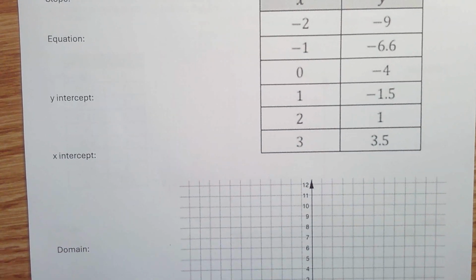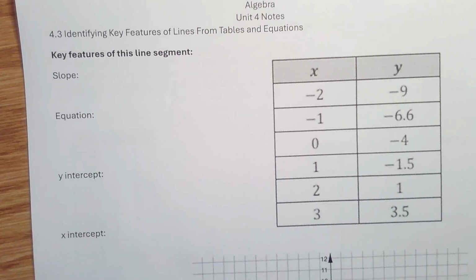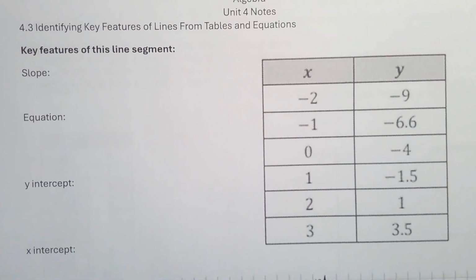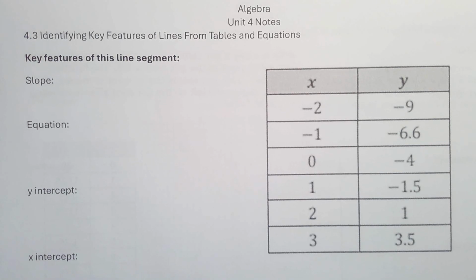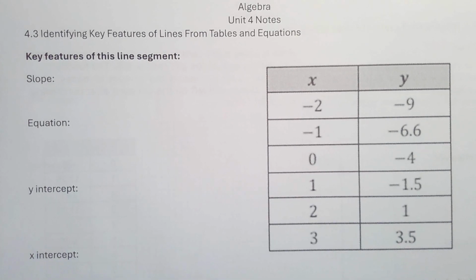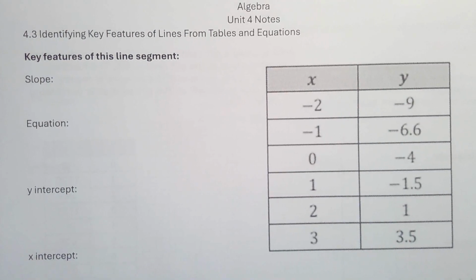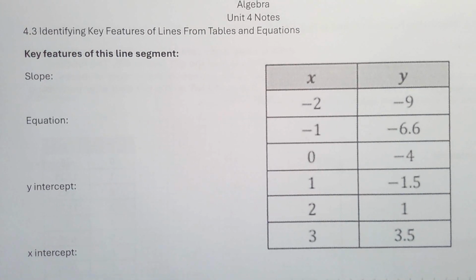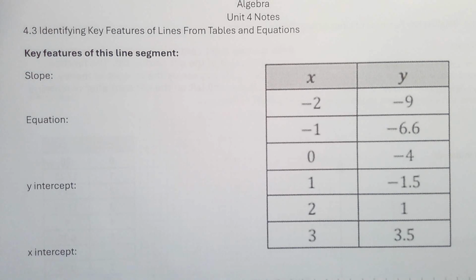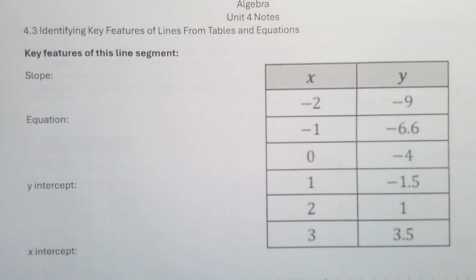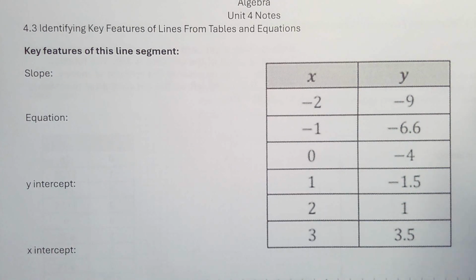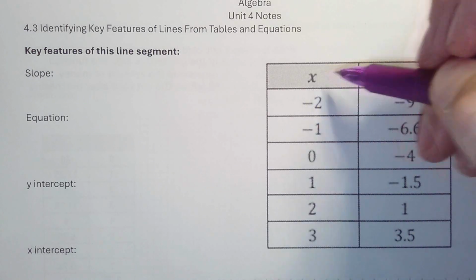Right, so we're now at 4.3, and in 4.2 we identified key features of a line with a graph. Now we are going to identify key features from a line with a table, and we're going to generate the equation. We're going to go above and beyond what it's calling for us to do, because I know you know how to generate equations. All right, so we have a table here, and we know the x and the y value.